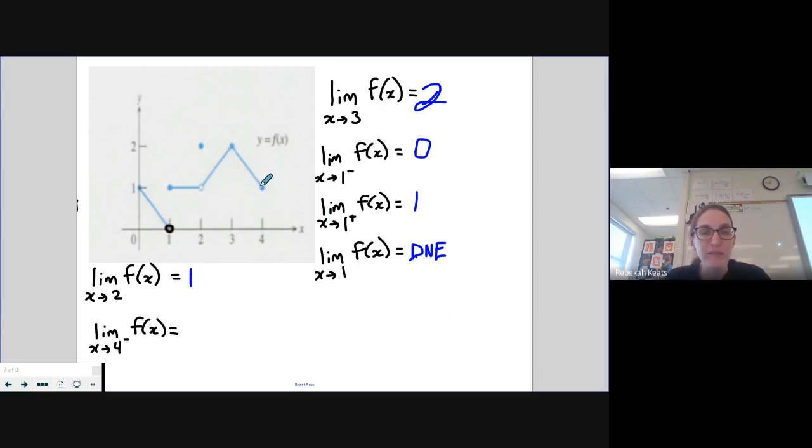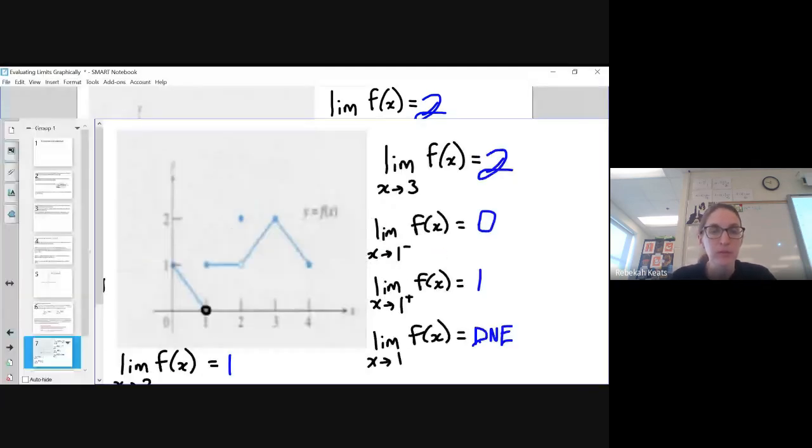At this endpoint of 4, this is where I mentioned how sometimes the graph can just get cut off. The domain of this function is just from 0 to 4. So I cannot evaluate a right-side limit, but I can evaluate a left-hand side limit, right? So I can say the limit of the function as x approaches 4 from the left is also equivalent to 1.